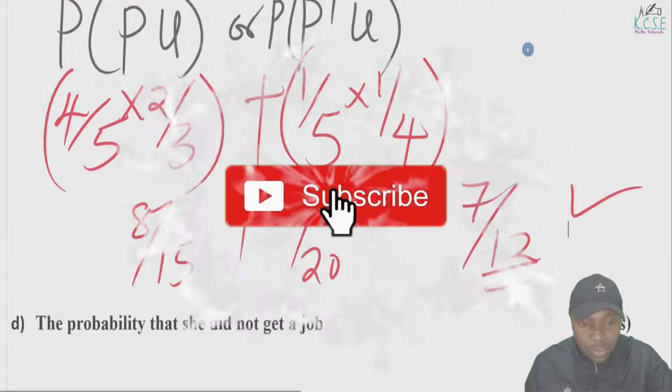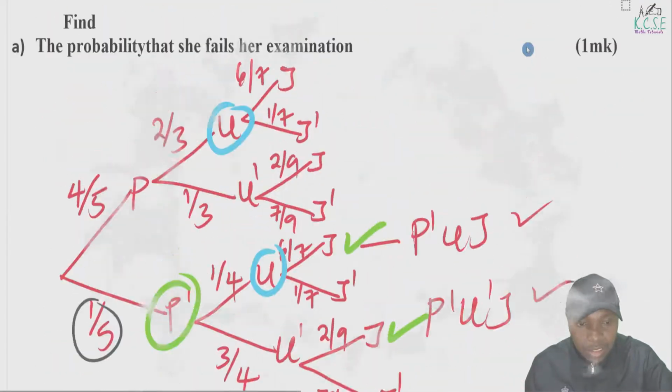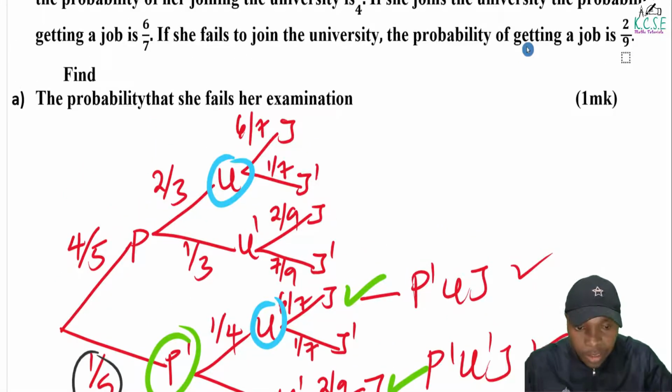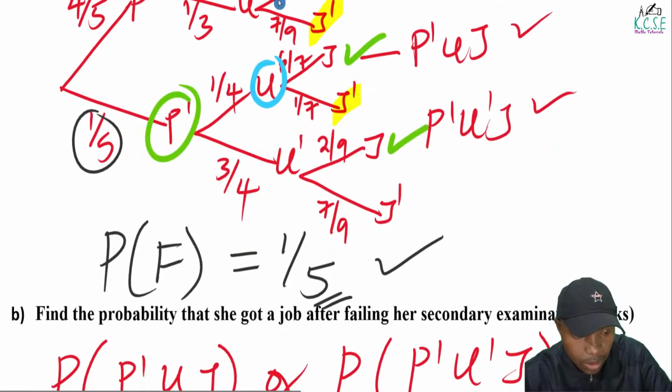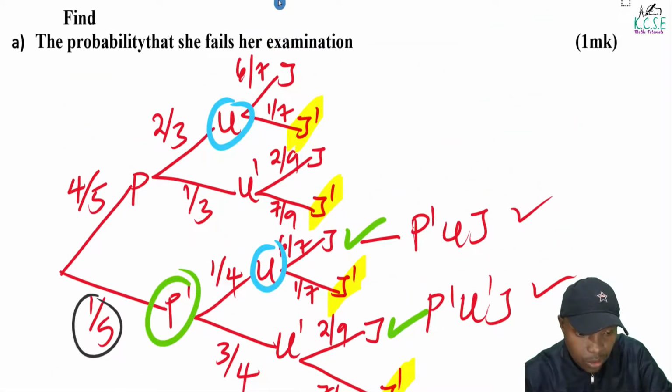So let's go to the tree diagram and find the instances where she did not get a job and highlight them. So the first one is this: did not get a job, and this one, did not get a job, did not get a job. So those are 4 instances. So you need to pick all of them. So this branch, which will be 4 over 5, this will be 4 over 5 times 2 thirds times 1 over 7. That is the first instance.